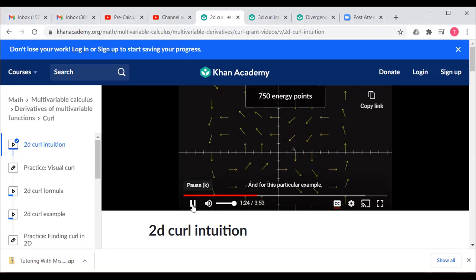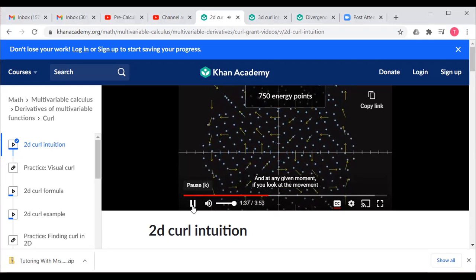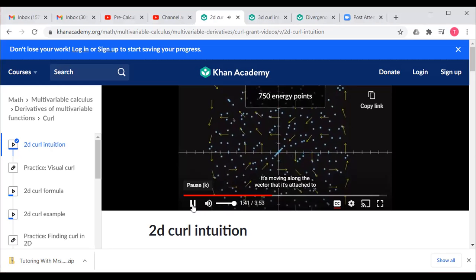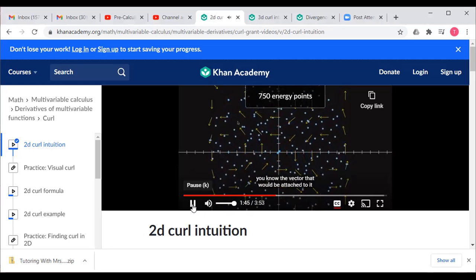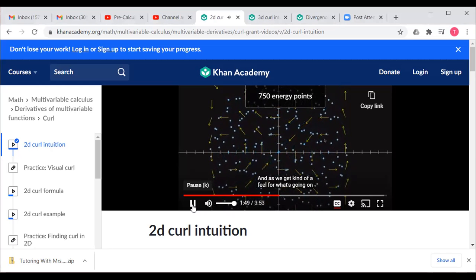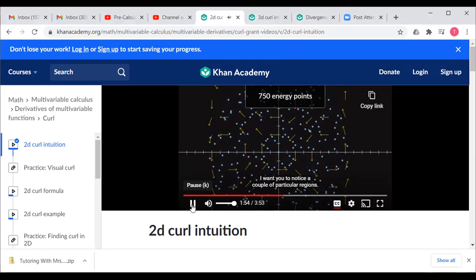And for this particular example, this particular vector field that I have pictured, I'm going to go ahead and put a blue dot at various points in space. And each one of these you can think of as representing a water molecule or something. And I'm just going to let it play. And at any given moment, if you look at the movement of one of these blue dots, it's moving along the vector that it's attached to at that point. Or if that vector is not pictured, you know the vector that would be attached to it at that point. And as we get kind of a feel for what's going on in this entire flow, I want you to notice a couple particular regions.